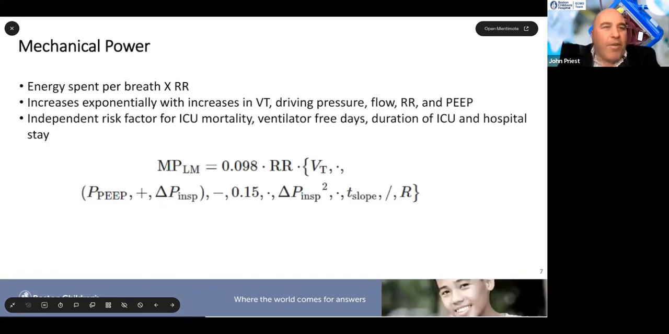So this mechanical power, the basic terminology is energy spent per breath multiplied by your respiratory rate. This increases exponentially with increases in tidal volume, driving pressure, flow, respiratory rate, and PEEP. And these are all things that we can manipulate with a bedside ventilator. It's an independent risk factor for ICU mortality, ventilator-free days, and duration of ICU and hospital stay.